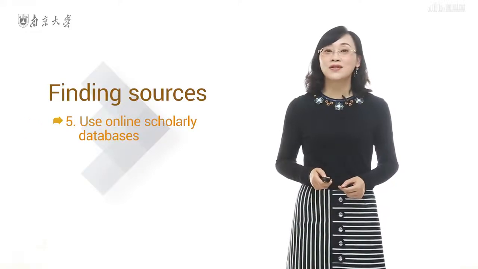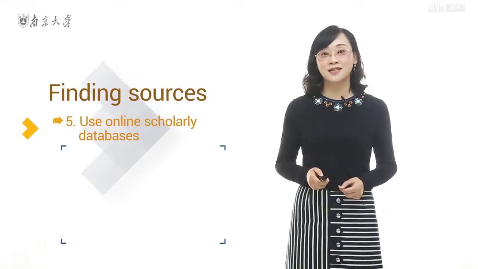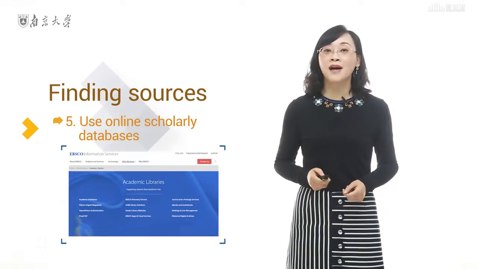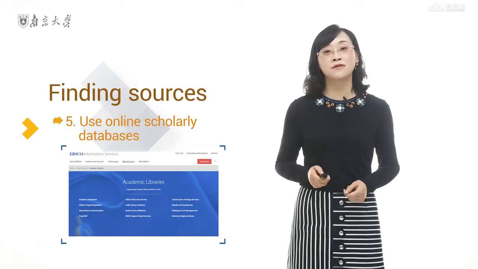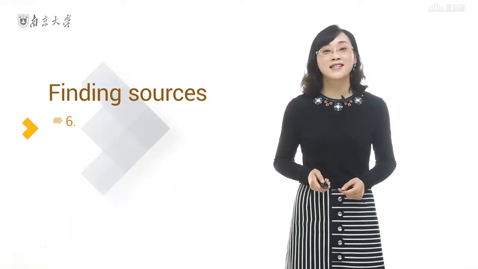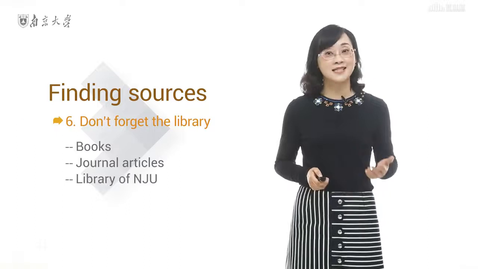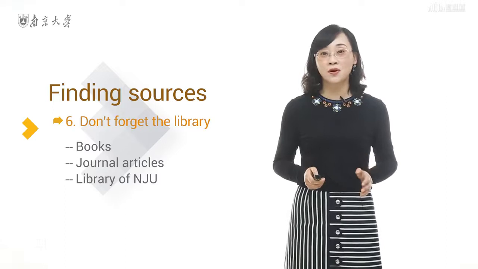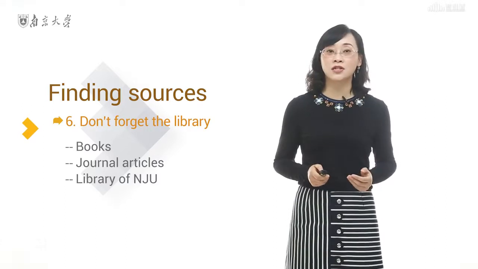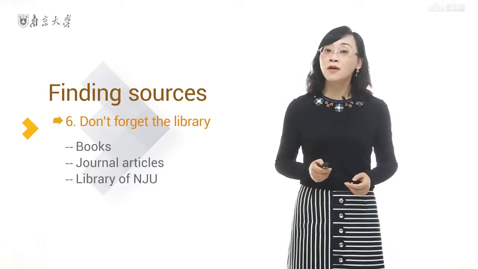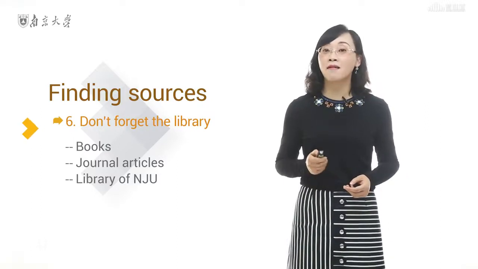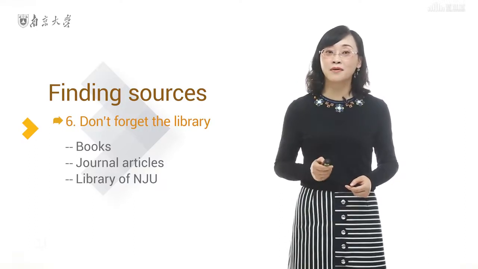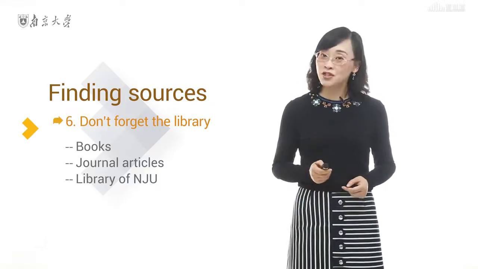Step 5. Use online scholarly databases such as JSTOR, LexisNexis, and EBSCOhost, which provide access to research in hundreds of areas. Step 6. Last but not least, don't forget the library. Often, this rich source of information is overlooked because students think it's more convenient to look for sources online. However, most libraries, especially the libraries of universities, have the digital version.